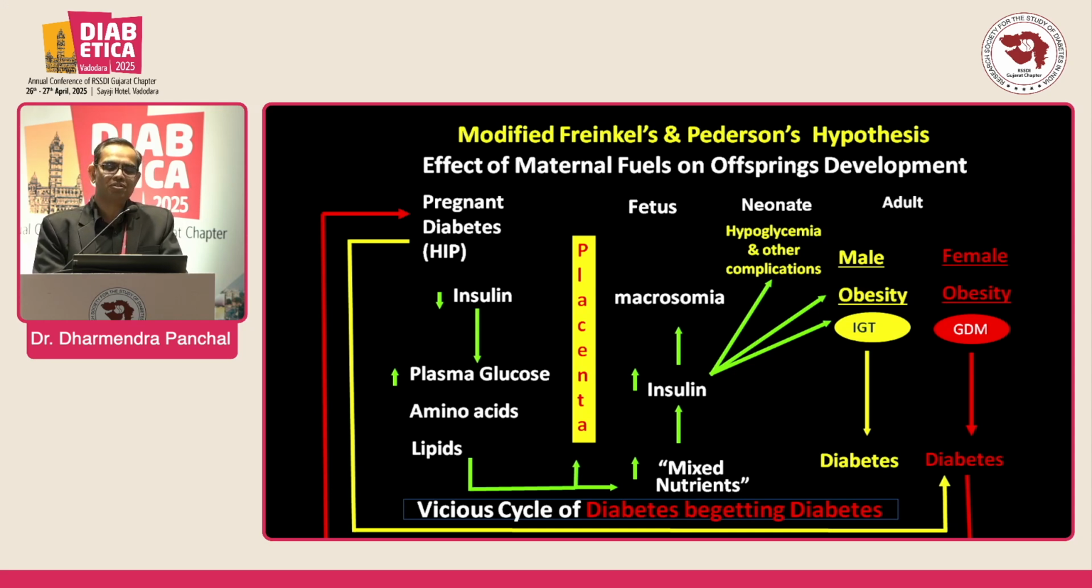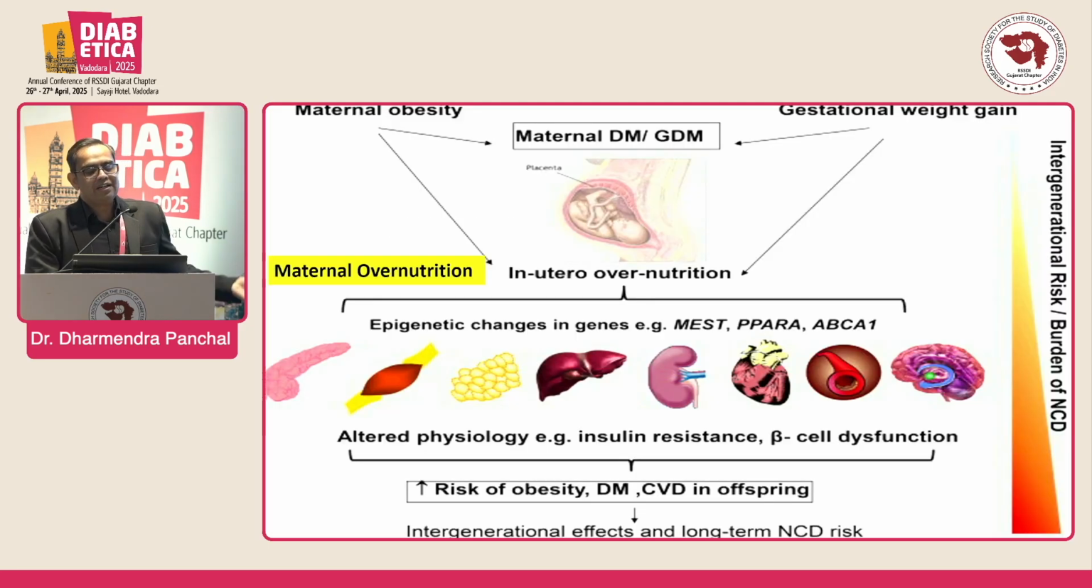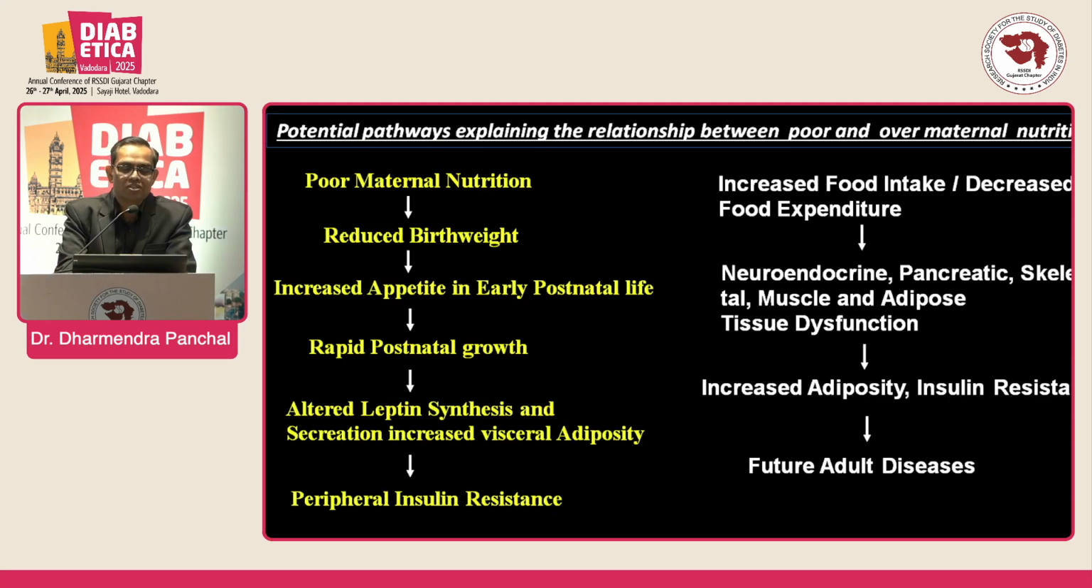development of metabolic disorder, either glycemic intolerance or gestational diabetes or other cardiometabolic diseases. So women with a history of GDM are at increased risk of future diabetes, predominantly type 2 diabetes, as are their children, and this can ultimately lead to altered physiological functions like insulin resistance or beta cell dysfunction, and put the person, not only the mother but also the fetus, at higher risk of developing cardiovascular disorder.